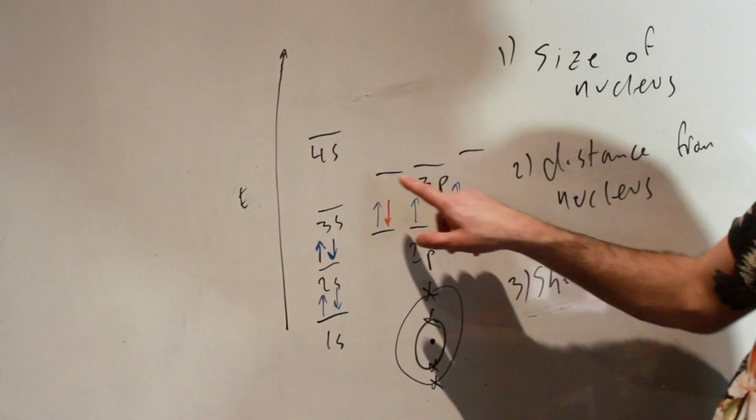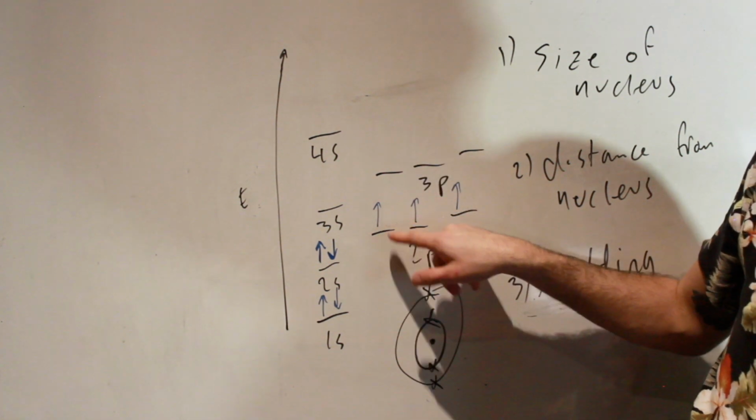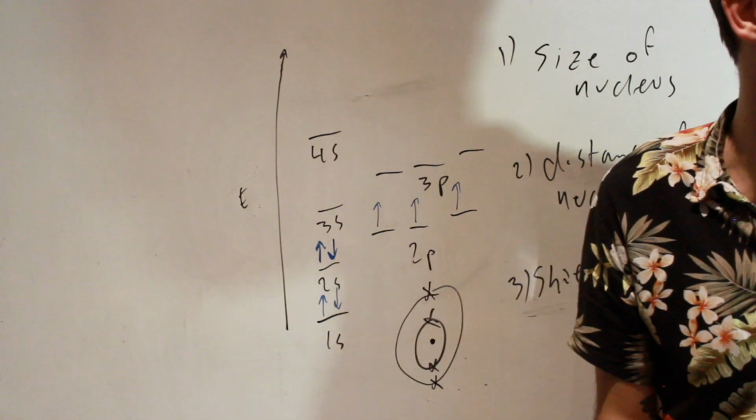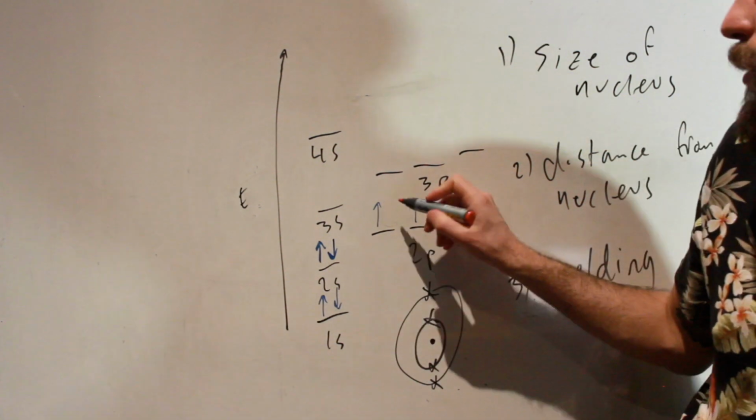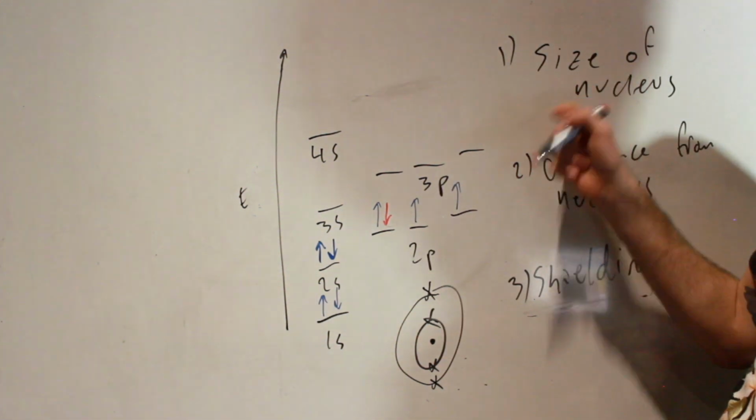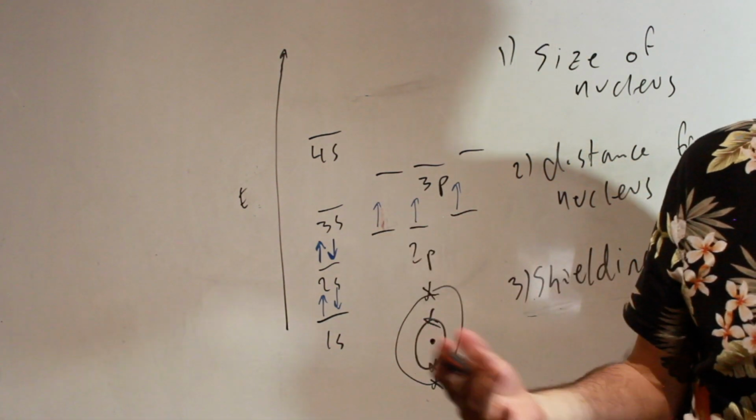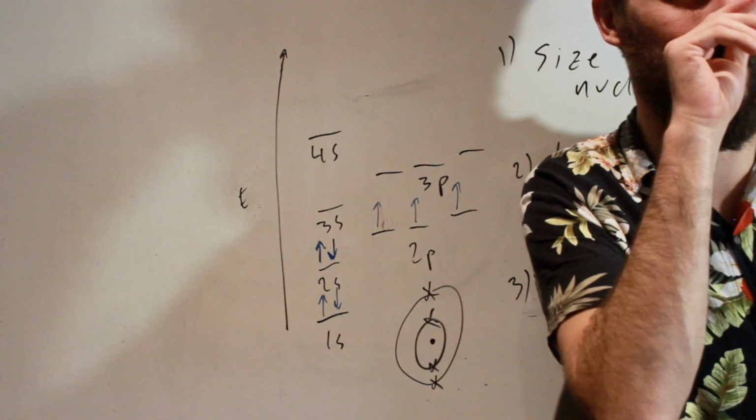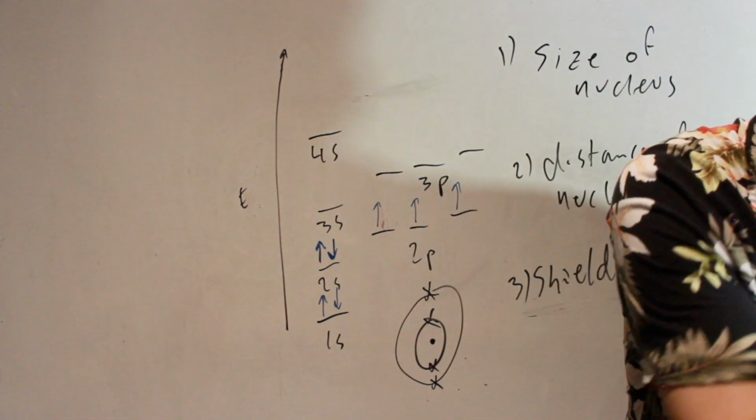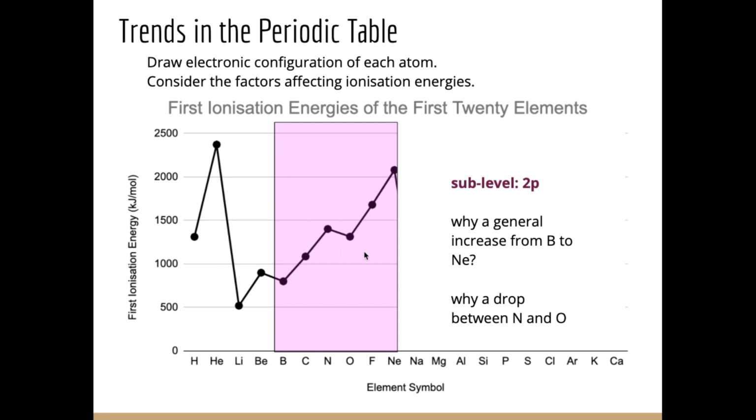Nitrogen has a half full subshell, so that's quite a stable arrangement. And it turns out that being half full is more stable than oxygen having, even though oxygen has a bigger nucleus, this is less stable than that one was. If it's less stable, it takes less energy to remove it because it's not as stable. So that's what we see in this part here because of that half full p subshell. So what do you predict is going to happen?